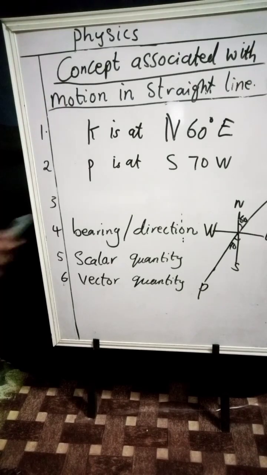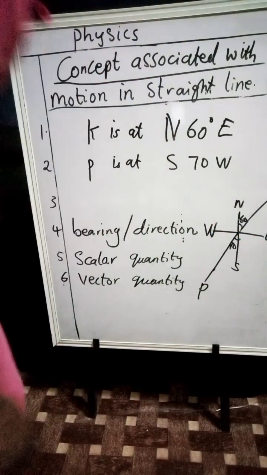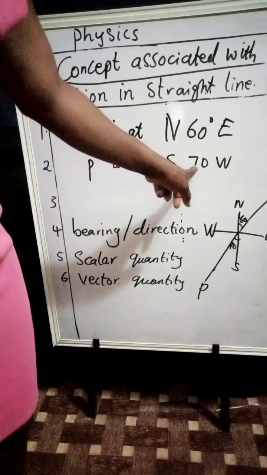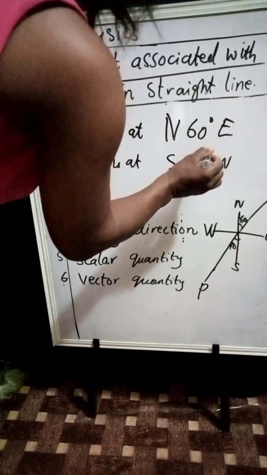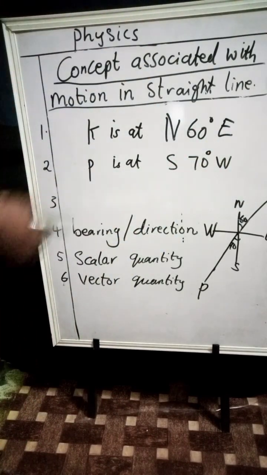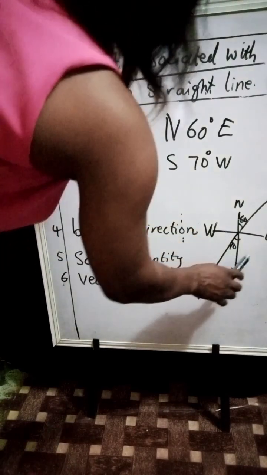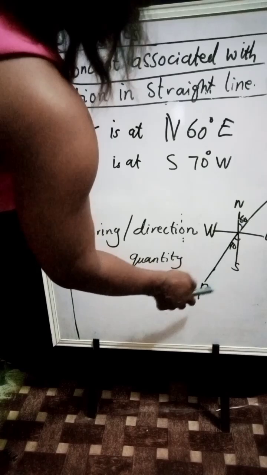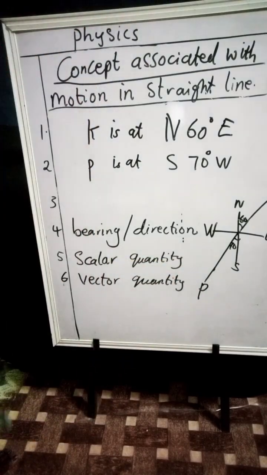That 60 degrees is towards the east. Then P is at south 70 degrees west. So if you stand at the south, you move towards the west and you move 70 degrees, then you will get the point P. I hope it's understandable.